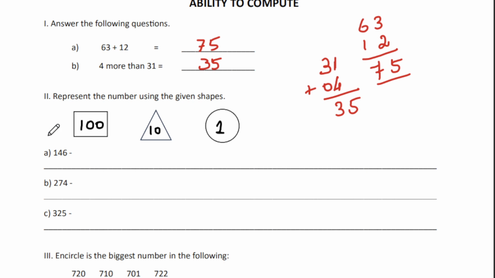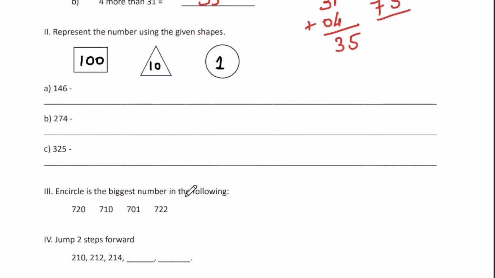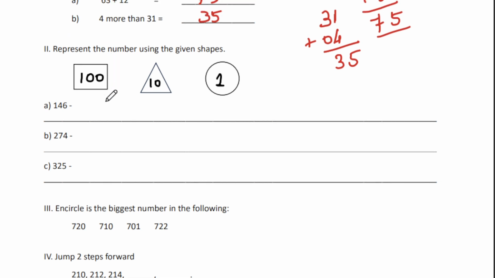So we have numbers 100, 10 and 1. So we have to use the shapes to represent these numbers. So first is 146, next 274 and we have 356. So for 100, how many hundreds are in 146? We have 100. So put a box and 100. And how many tens are there in 146? We have 4 tens. So we have to put 4 triangles.